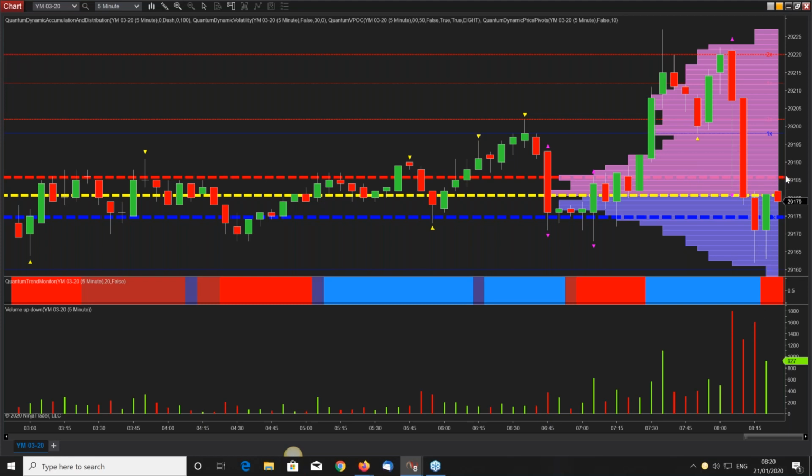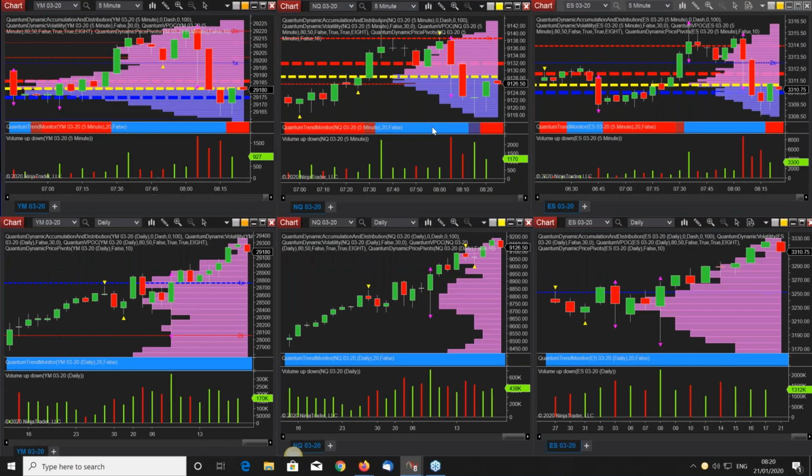There's a lot of resistance overhead there. It's a pretty strong level there. You can see the width of it. It's just telling you it's a very strong level. Got through this, what was resistance at that point has now become a platform of support, but we're trading around the volume point of control on that particular time frame. This is the YM, this is the Dow.